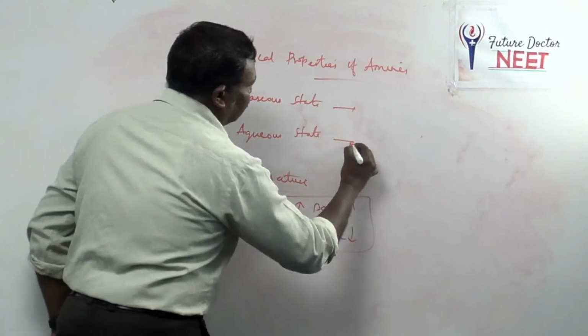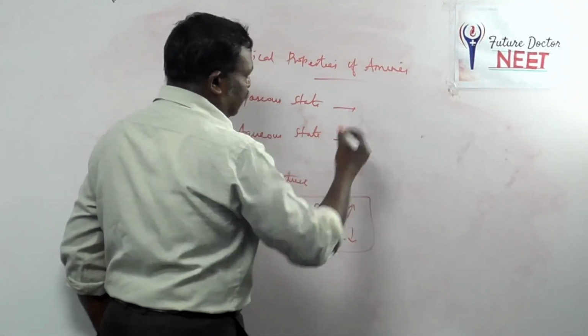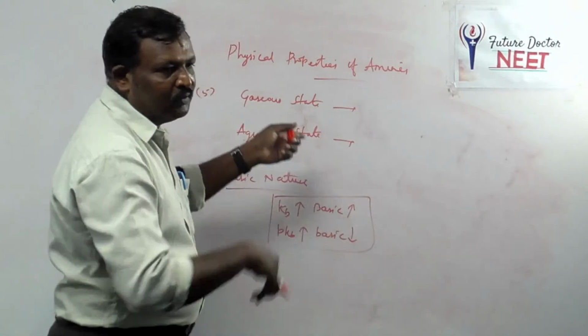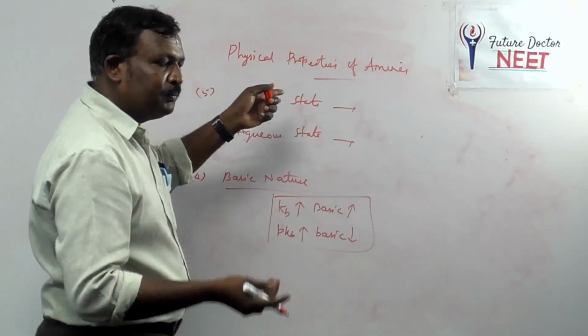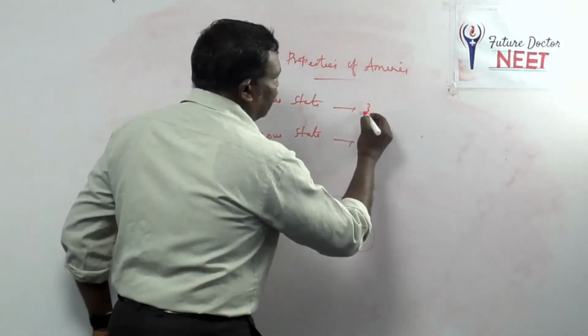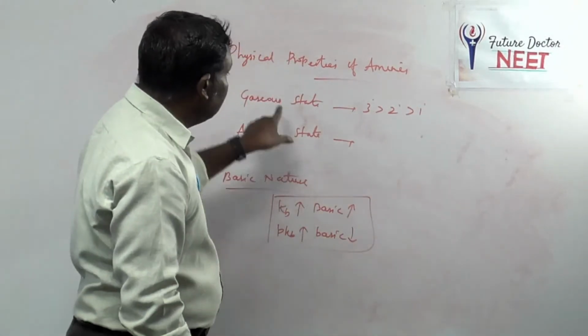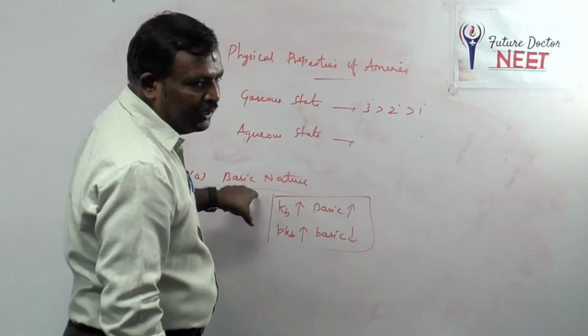See, in gaseous state, which amines are more basic, that trend is totally different. The boiling point trend is that primary only has more boiling point. Basic nature is totally different. Tertiary only is having more basic nature. We are studying about basic nature, no?